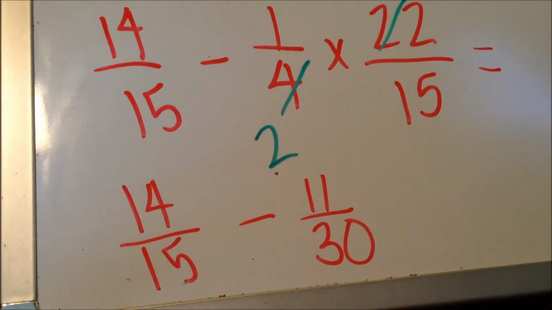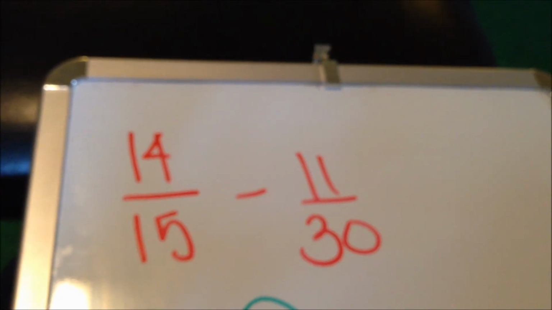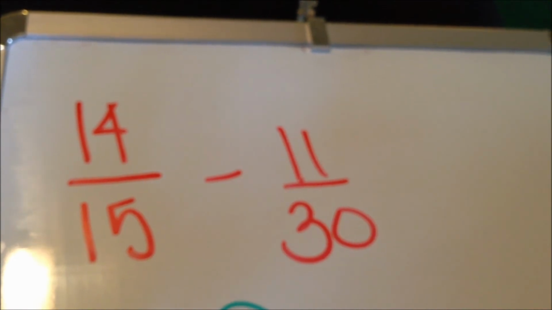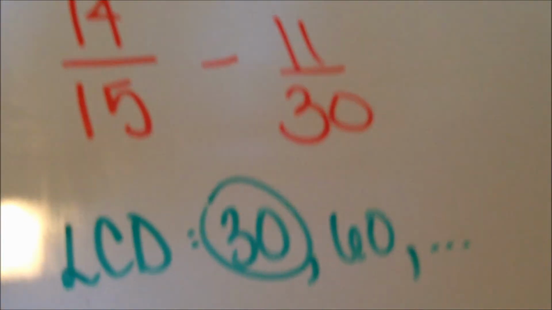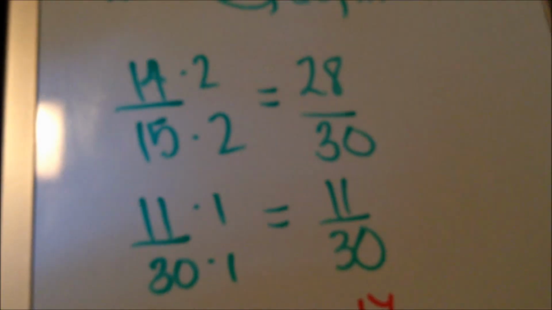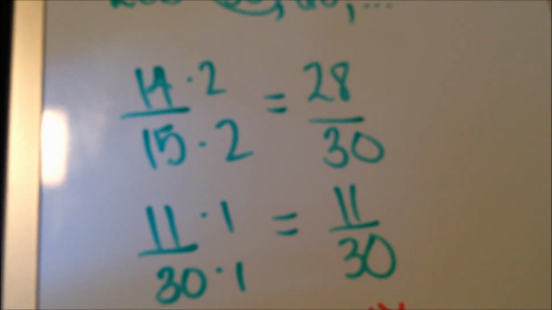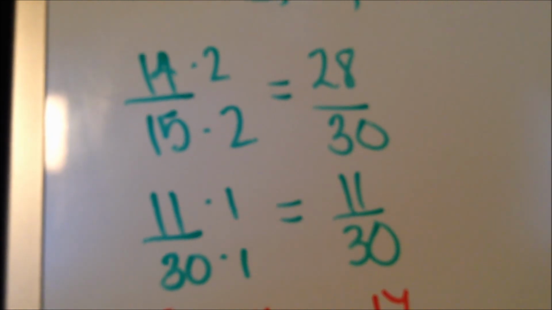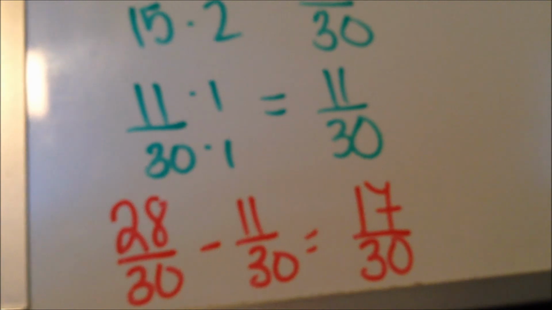So at this point, we have 14/15 minus 11/30. Our final step is to subtract 14/15 minus 11/30. Because we are subtracting, we must find the LCD. Take the larger number 30, do multiples of it. 30 happens to work for 15 as well. Create equivalent fractions. So for 14/15, we have to multiply by 2 over 2, and we end up with 28 over 30. 11/30 does not change. So we end up with 28 minus 11, which is 17 over 30.